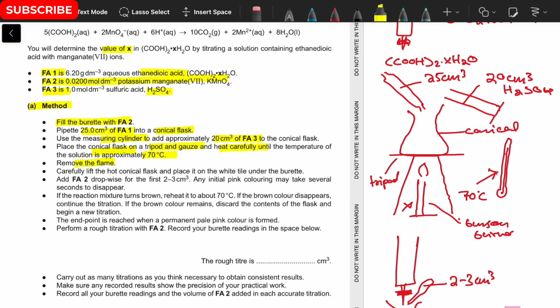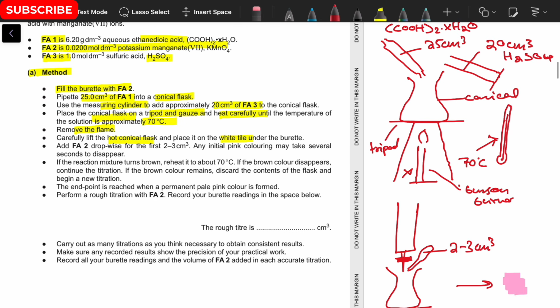And then we would remove the flame. It then says to carefully lift the hot conical flask and place it onto a white tile. Okay, so this would be our white tile. And we'll talk about why we use a white tile in a second. It then says to add Fa2, which is our potassium manganate, for the first 2 to 3 centimeters cubed drop-wise. So not using a dropper, rather using the burette. Our first 2 to 3 centimeters, and then we just keep adding.